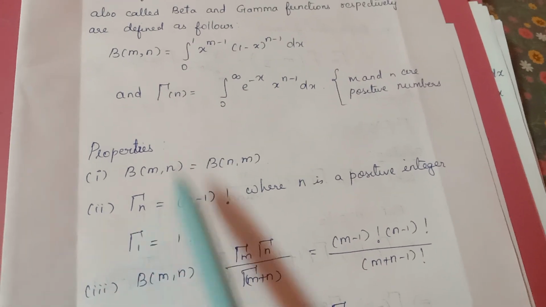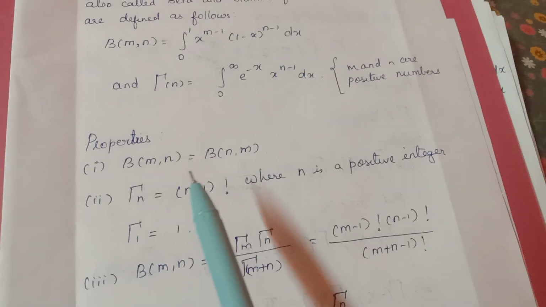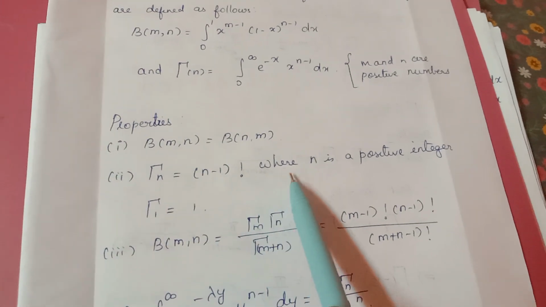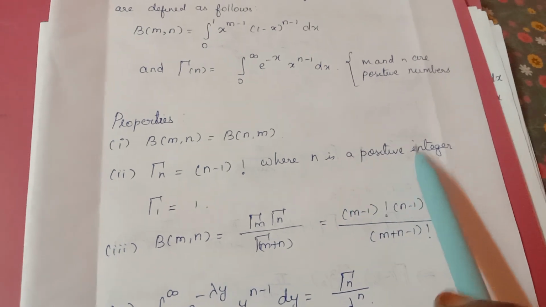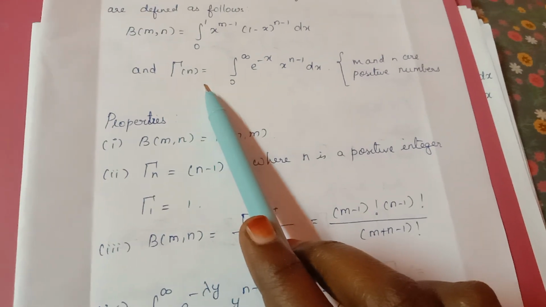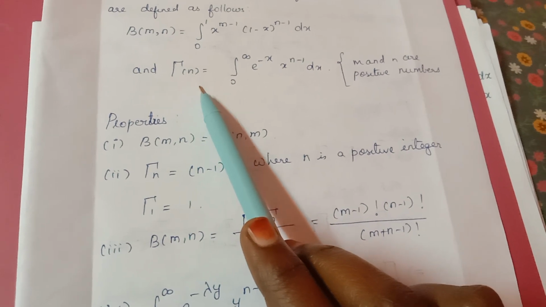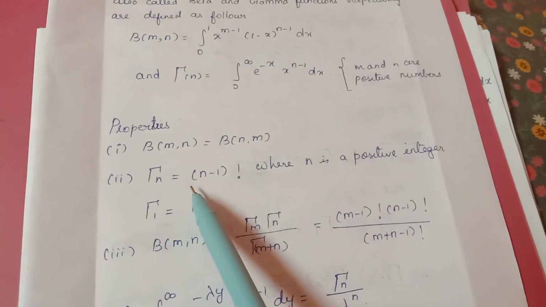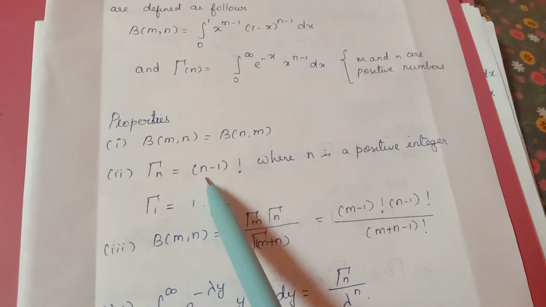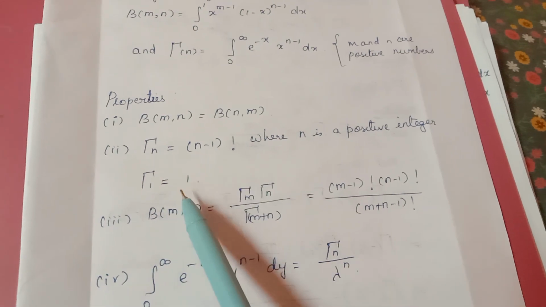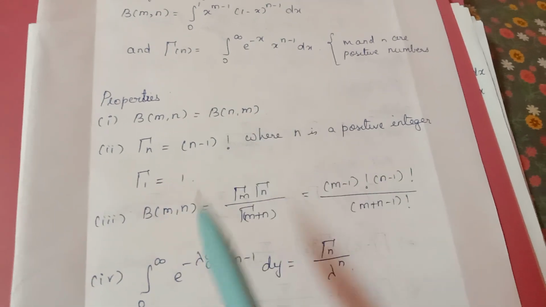Next one is gamma of n. By simplification we can arrive at gamma of n is nothing but n minus 1 factorial whenever n is a positive integer. Actually, while defining the gamma function, this n need not be an integer. n can be any positive number, but when n is a positive integer, gamma of n can be written as n minus 1 factorial, and gamma of 1 is obviously equal to 0 factorial, so it is equal to 1.